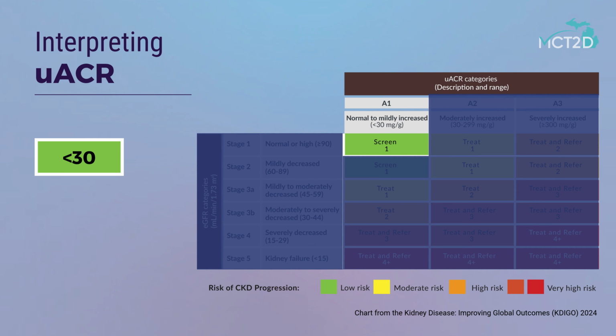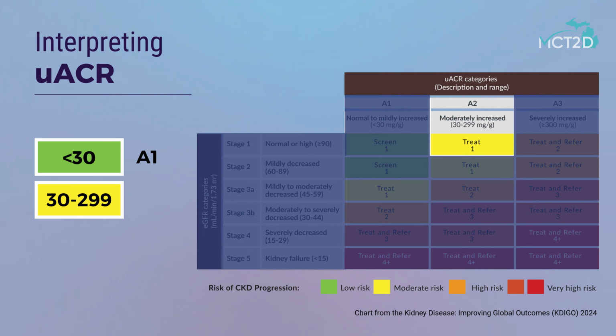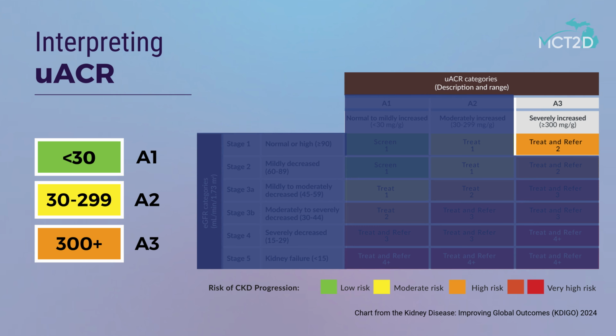If it's less than 30 milligrams per gram, that's considered normal to mildly increased. The patient's kidneys are filtering well. This category is called A1. A result between 30 and 299 is consistent with moderately increased albuminuria, or A2, what we used to call microalbuminuria, and requires treatment. Results of 300 or more indicate severely increased albuminuria, or A3, what we used to call macroalbuminuria. This can indicate serious damage, and that may mean a nephrology referral in addition to treatment is appropriate.